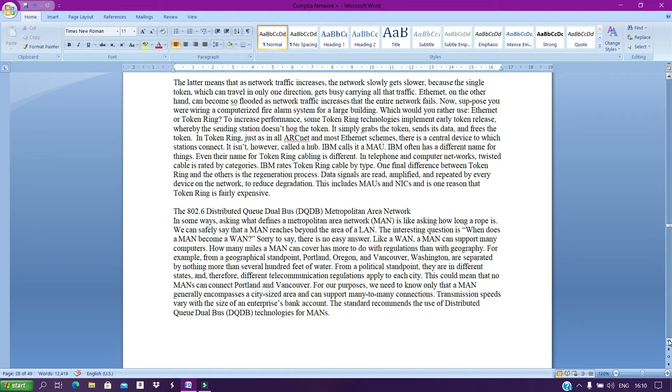In telephone and computer networks, twisted cable is rated by categories. IBM rates token ring cable by type. One final difference between token ring and other types is the regeneration process. Data signals are read, amplified, and repeated by every device on the network to reduce degradation. This includes MAUs and NICs, and is one reason that token ring is fairly expensive.